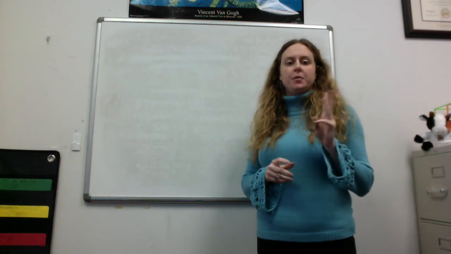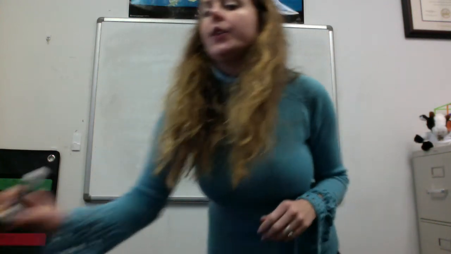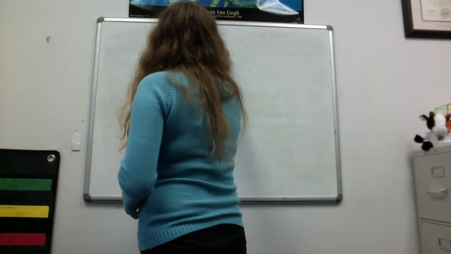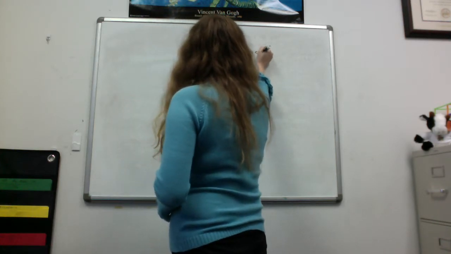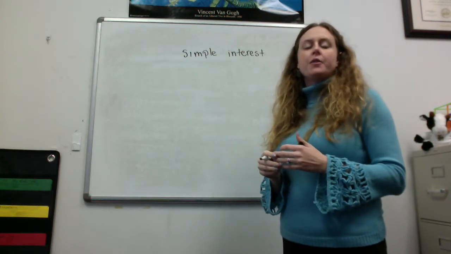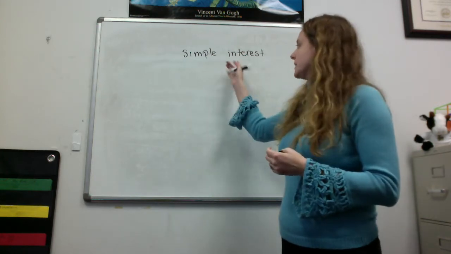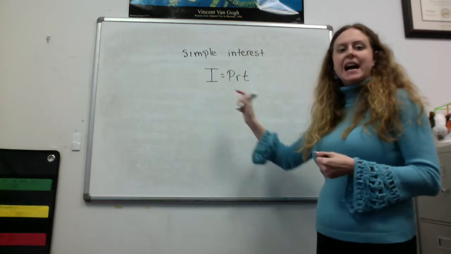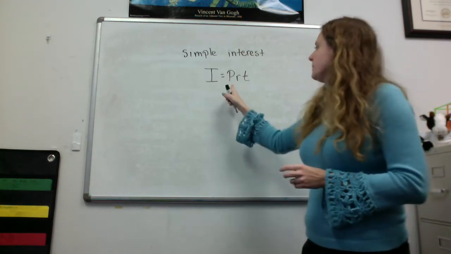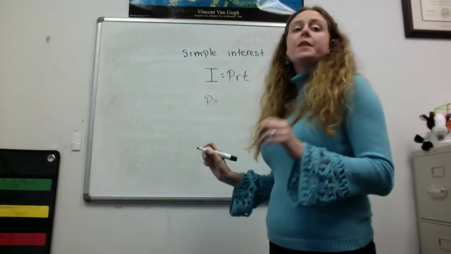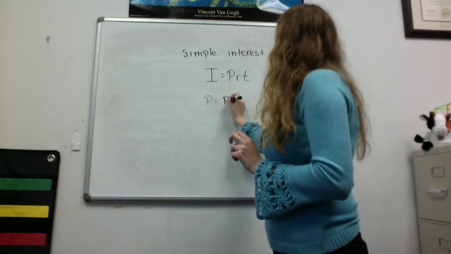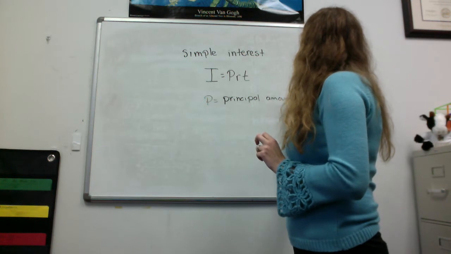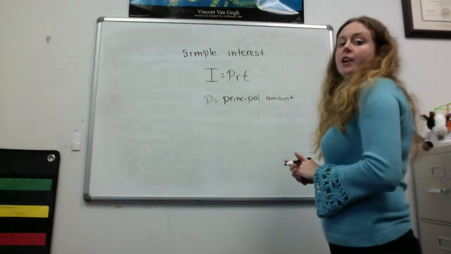I'm going to go over the 3 formulas that are used in this section. The first is simple interest. We're going to use this anytime our question asks us to calculate the simple interest. The formula is I equals PRT. P is going to stand for our principal, or the amount that we start with. R is going to stand for our interest rate.